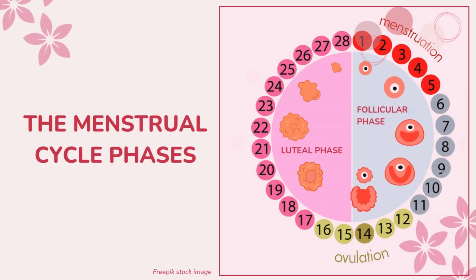To keep it simple, the menstrual cycle is divided into two main phases, the follicular phase and the luteal phase. Let's explore what happens in each.